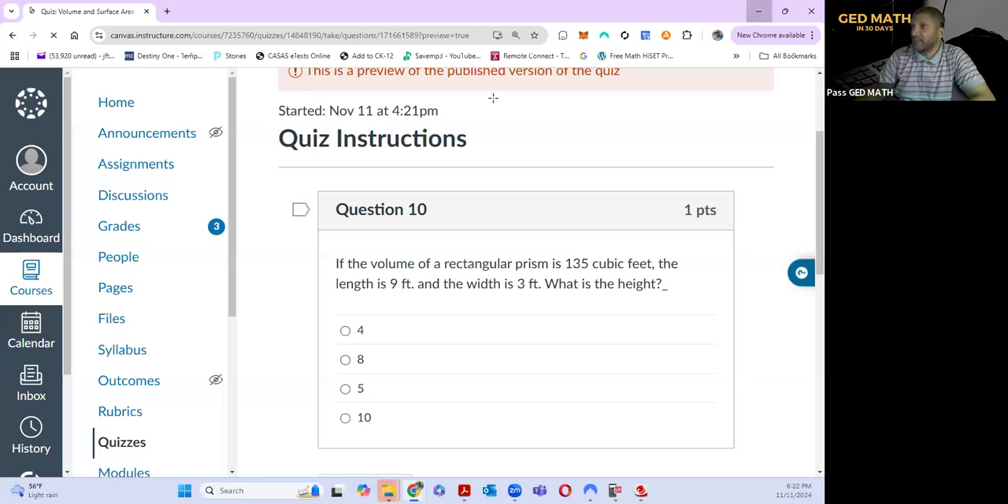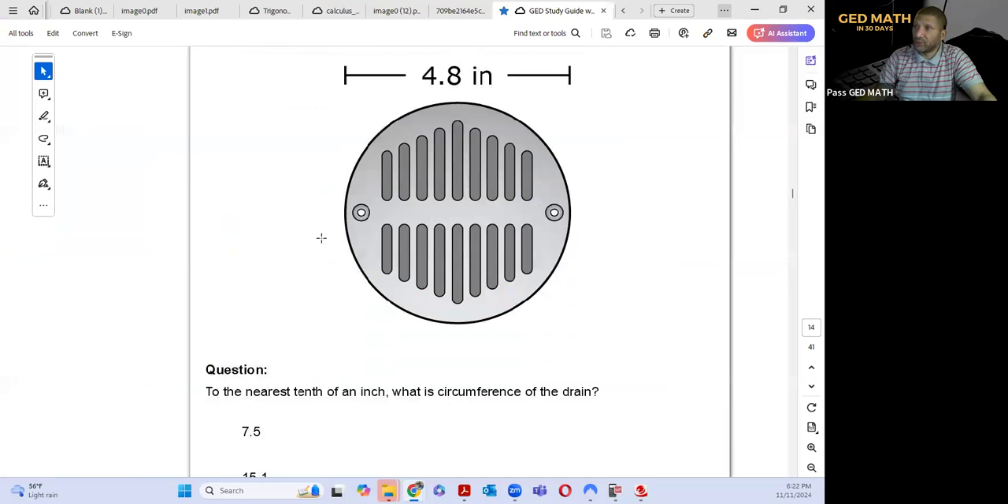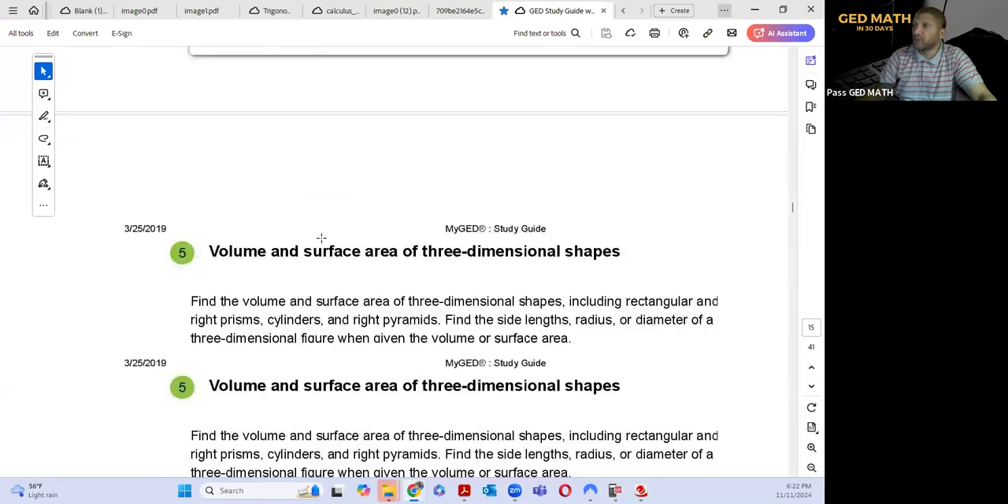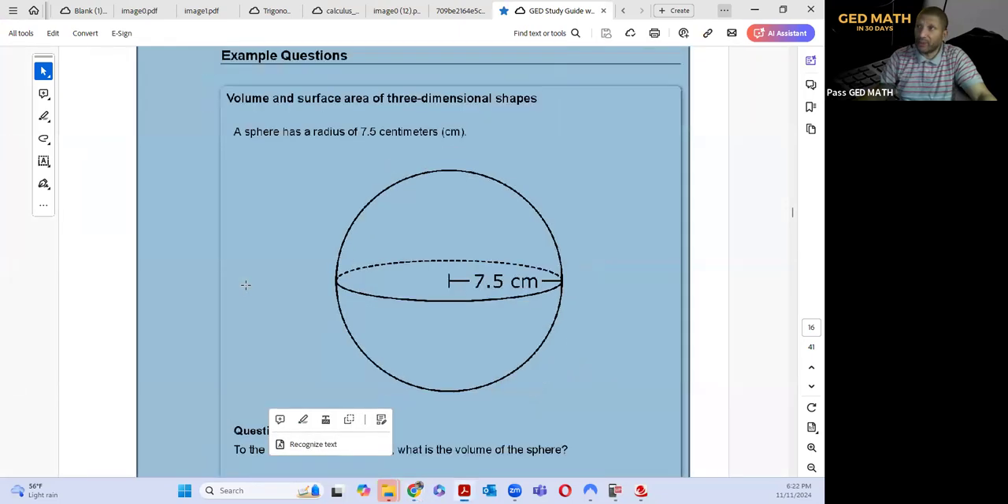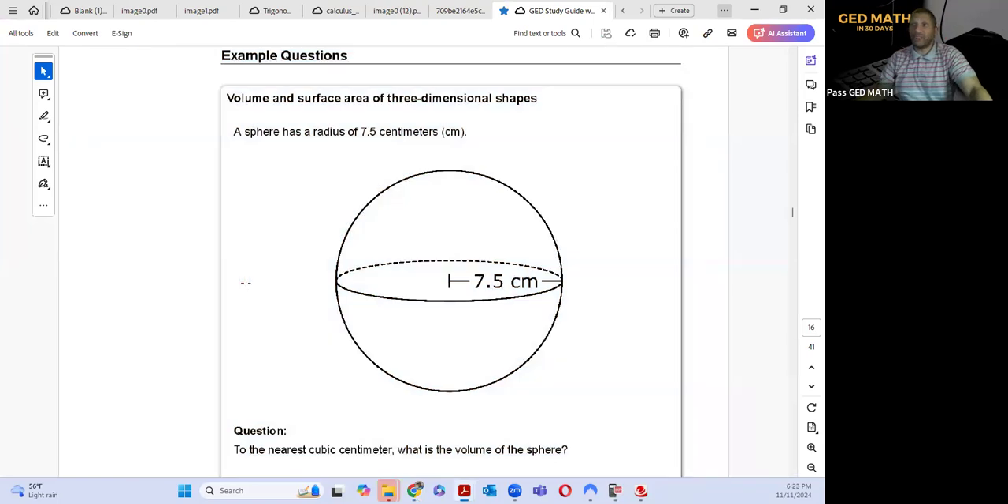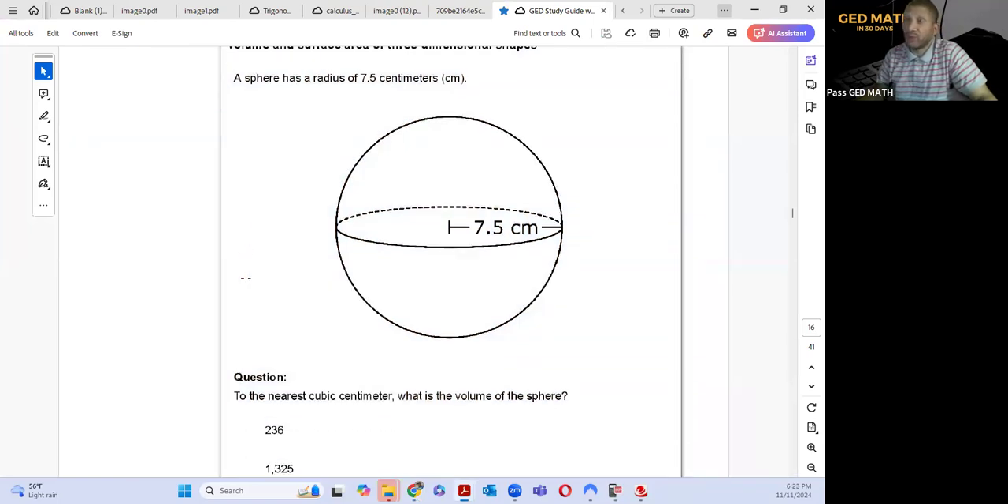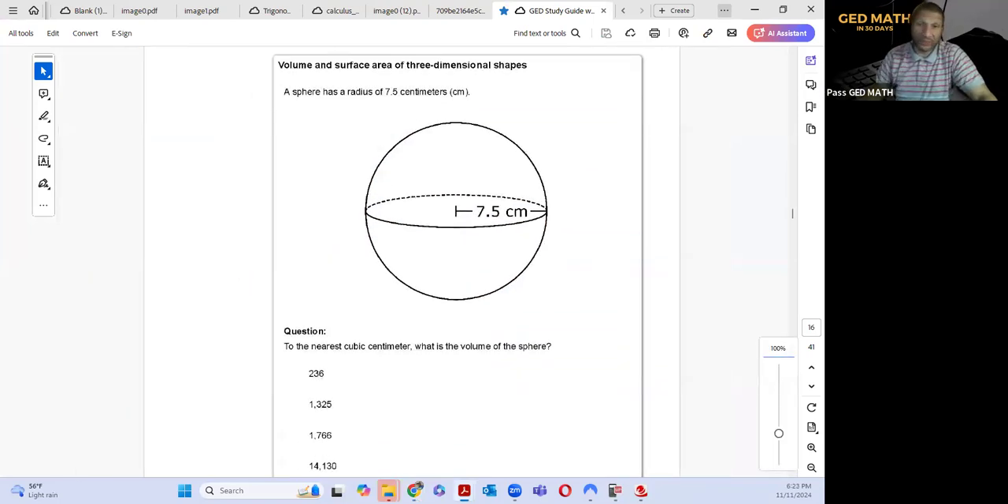So let me go back to my study guide. I think I had one for a sphere. Here we go, right there. What I like about this study guide is it's from GED, so they're letting you know the type of questions you can expect. When I look at this question, it says a sphere has a radius of 7.5 to the nearest cubic centimeter. What is the volume of the sphere?